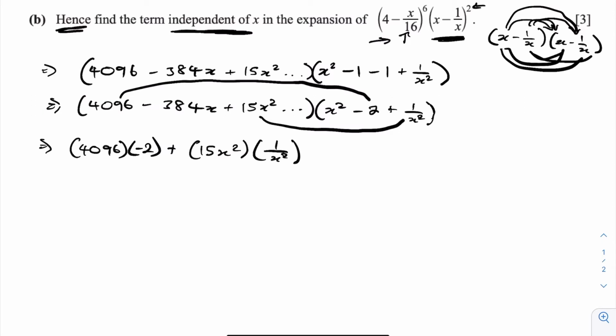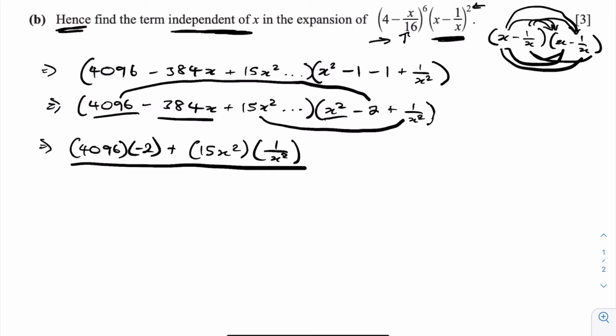Now let's just see, are there any more terms that we're missing out? Well, no, because if we multiply 4096 by x squared, we still get a term with x. 4096 times 1 over x squared will also give us something that has x. It'll just be x to the power of negative 2. We also have negative 384x, which won't actually be helpful in this case because multiplying it by anything over here will not eliminate the x. So this is pretty much our term.